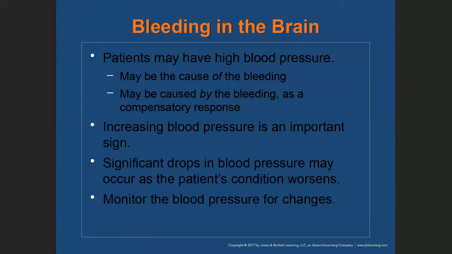Bleeding in the brain. Patients may have high blood pressure. The high blood pressure may be the cause of the bleeding. It may be caused by the bleeding as a compensatory response. Increasing blood pressure is an important sign, so pay attention to the blood pressure. Significant drops in blood pressure may occur as the patient condition worsens. Monitor the blood pressure for changes.